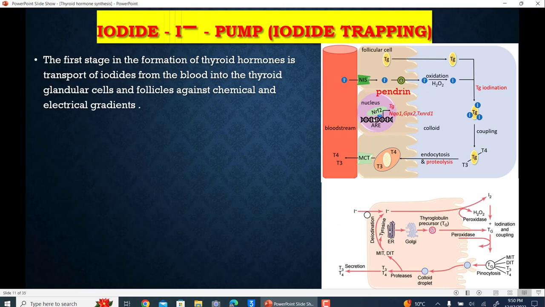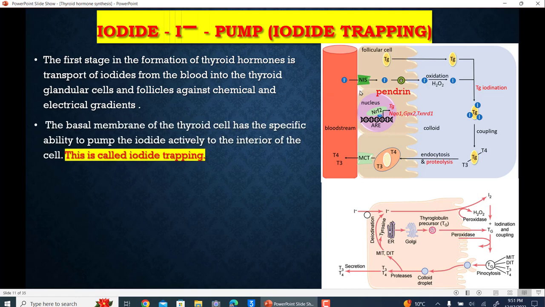The first stage in formation of thyroid hormone is transport of iodide from the blood into the thyroid glandular cells and follicles, against chemical and electrical gradients. Iodide is present in the blood. In the first step, it is released into the interstitial space, and from the interstitial space, iodides are then taken up by the iodide pump and transported to the lumen.